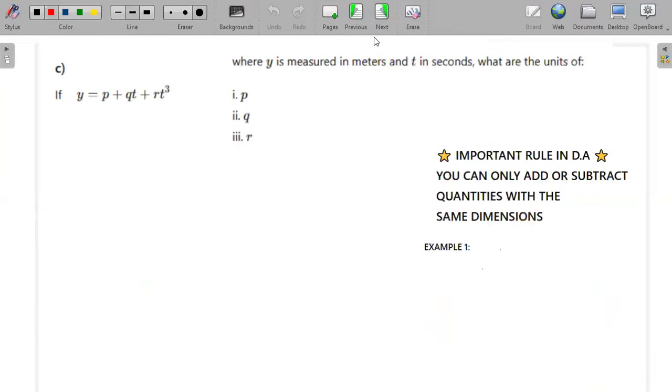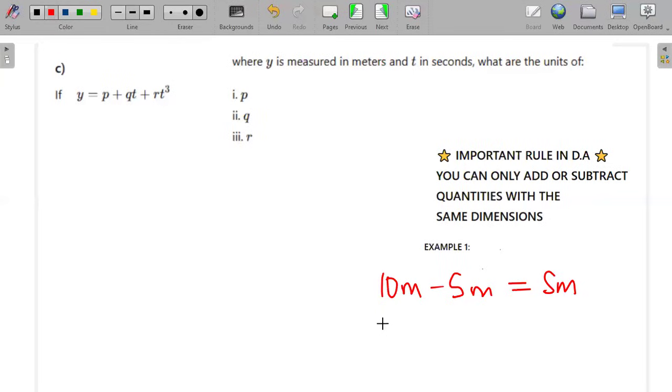So the next thing now is a very important rule that we use in dimensional analysis. Basically there's just one very important rule in dimensional analysis. That rule says you can only add or subtract quantities with the same dimensions. In other words, we can only add or subtract quantities with the same units. For example, if I have 10 meters minus 5 meters, I'm allowed to subtract here. The answer will just be 5 meters.